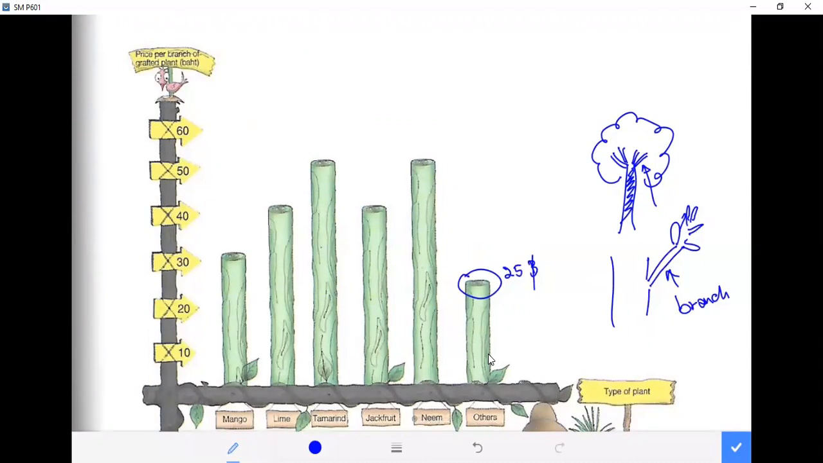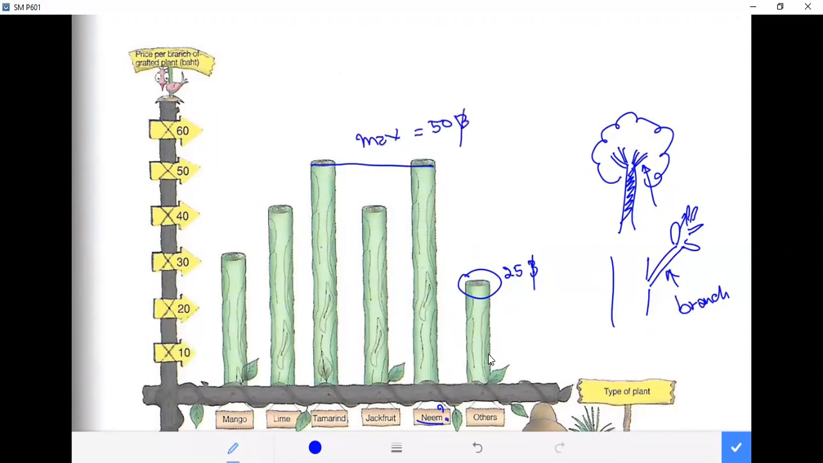Okay, neem. What is neem? I have to find it. This is something I don't know either. I have never seen or heard of a plant with a name like this. But anyway, the maximum is something like 50 baht.